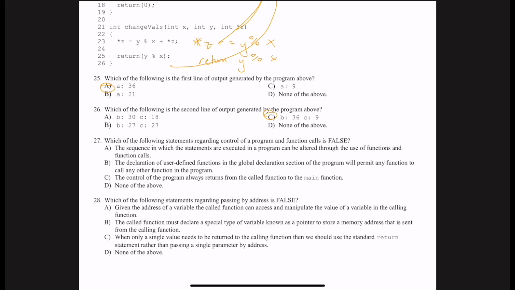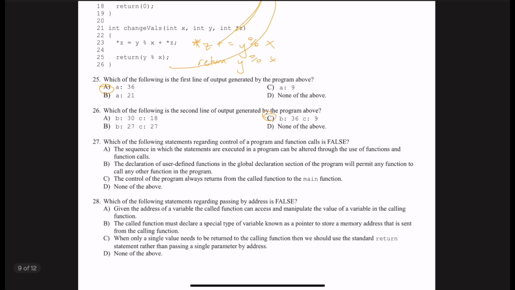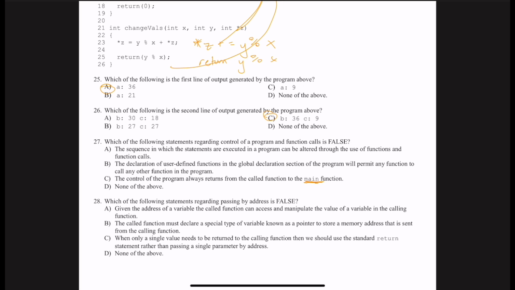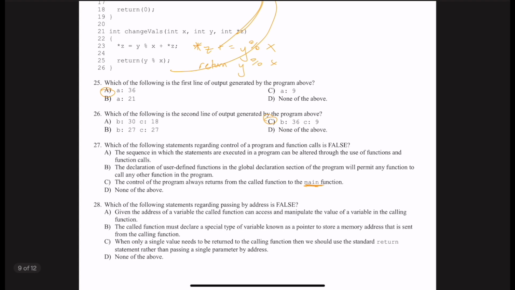C, the control of the program always returns from the called function to the main function. So the key part right here is that it's going back to the main function, which is false. Often we call functions from the main, and so they do happen to return to the main, but really they're only returning to wherever they were called from. So if we had one function calling another function, it's going to return back to the original function, not all the way back to main. So C is false. Therefore, C is the answer.